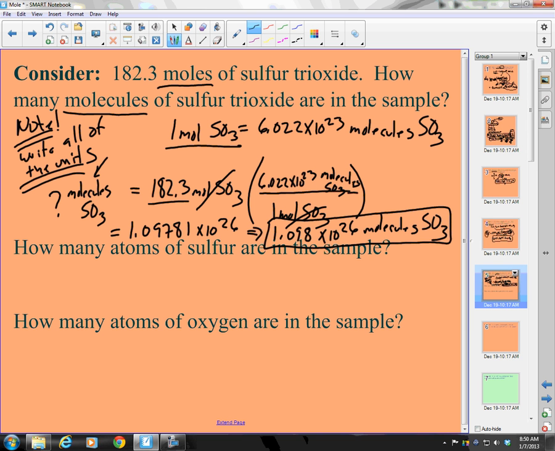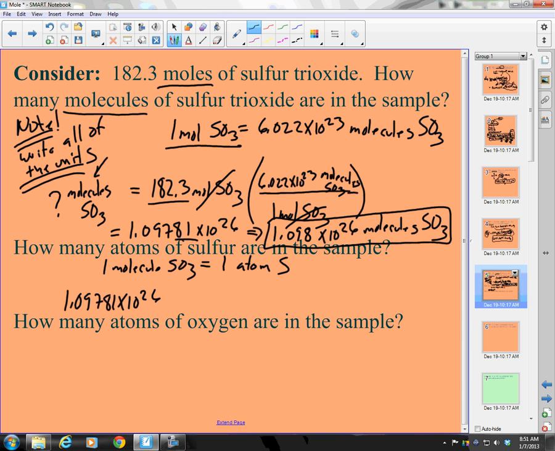Now, how many atoms of sulfur are in the sample? Well, hey, we go back to what we did with methane, right? How many atoms of sulfur are in one molecule? I have 1 molecule of sulfur trioxide, and I look at that and I say, oh, that's easy. There's one atom of sulfur in every molecule, so I have what? 1.09781 times 10 to the 26th.